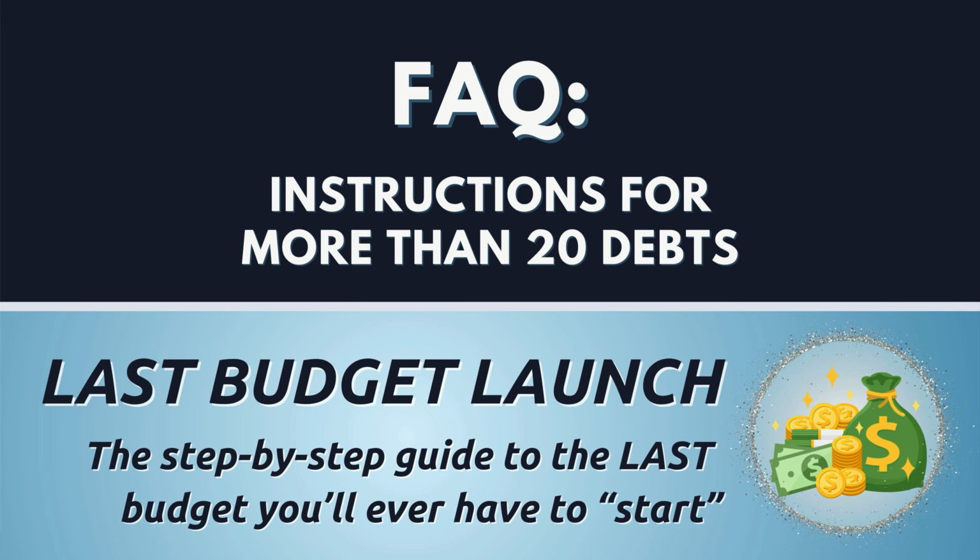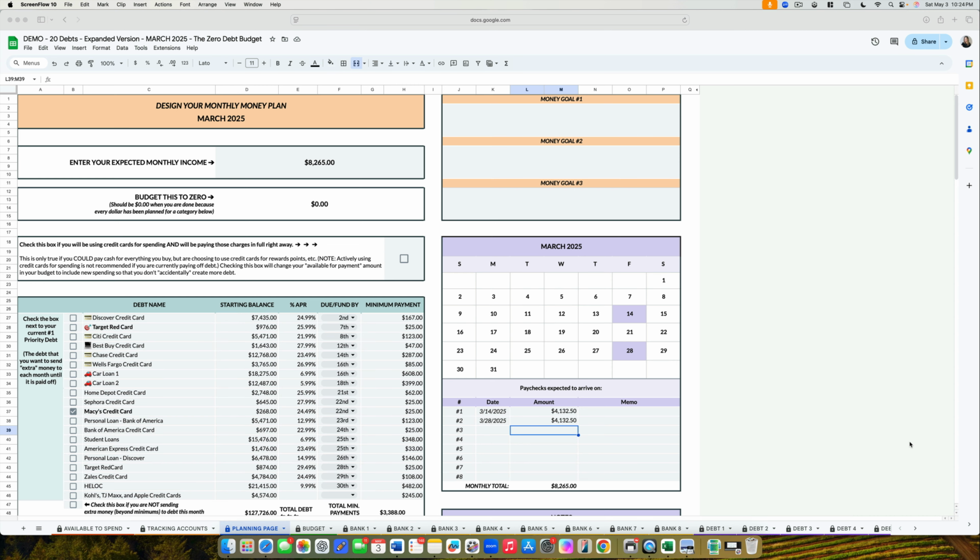Welcome back. In this video, we're going to take a look at what to do if you have more than 20 different debts. There are two primary spreadsheets for starting your budget. You can either use the one with 12 debts or the one with 20 debts. But I've had plenty of people send me messages and emails saying, what do I do if I have more than 20 different debts? How do I still use the spreadsheets? And the answer is very simple.